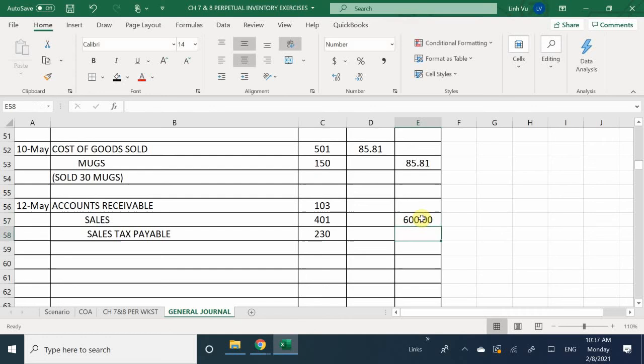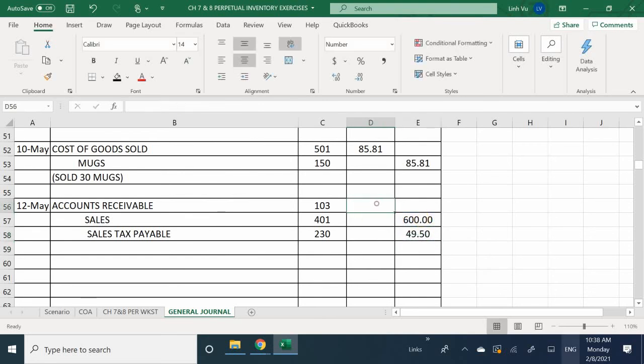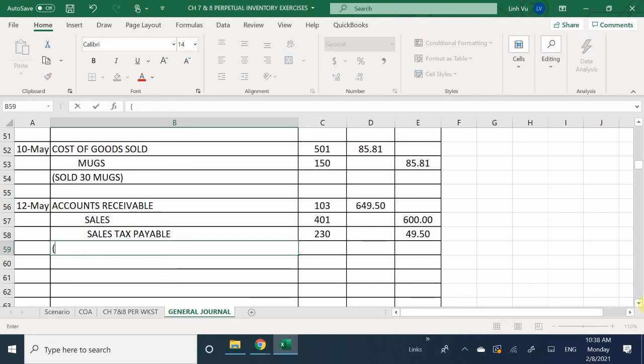600. And what's my tax on that? 49.50, bringing my total amount that he owes me to be $649.50.